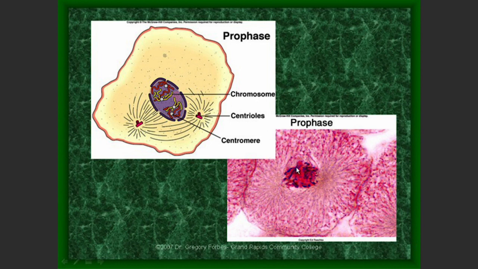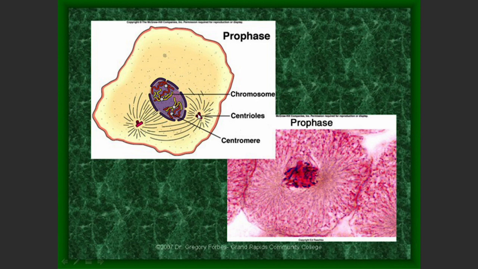We see sister chromatids, and they're randomly distributed, and the nuclear membrane is beginning to break up. In this photograph, we can't see what the artist has illustrated here, which is the formation of spindle fibers and the centrioles. But we'll see the spindle fibers in the next photograph.